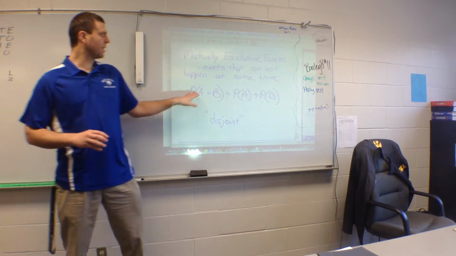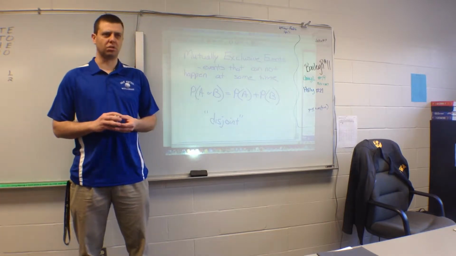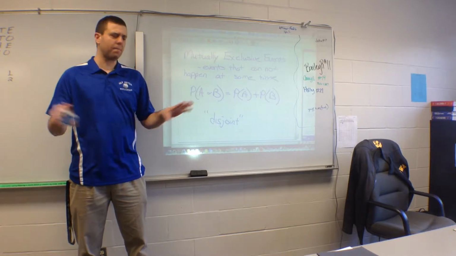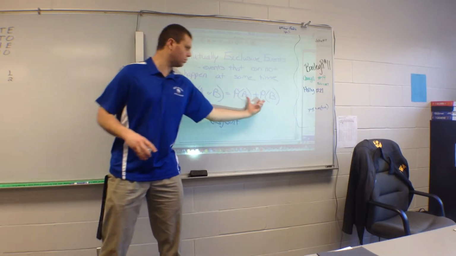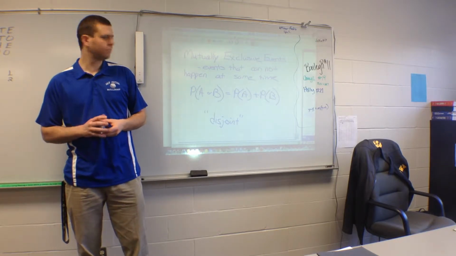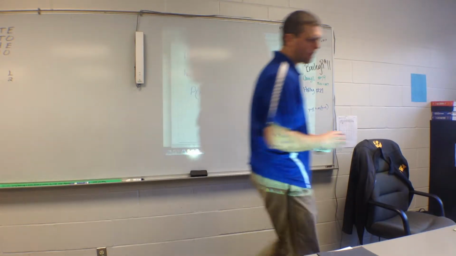But again, this is for when things are mutually exclusive. When things are mutually exclusive, meaning they can't happen at the same time, and you do an OR, all you do is add the two probabilities together. Simple enough? Okay, good. Overlapping events.